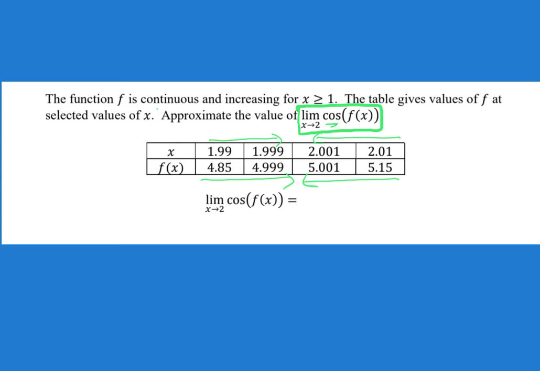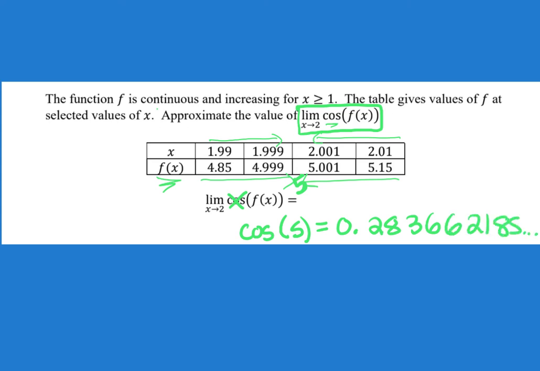So with this one, almost just pretend the cosine's not there for a second. And here's our function f of x. As we approach 2, f of x approaches 5. So now what we're going to do is just evaluate cosine 5. And this is a calculator question, so we can just type it in, cosine 5. You need to make sure you're in radians. And when you get the decimal, I'm going to write the whole decimal down. 0.283662185.